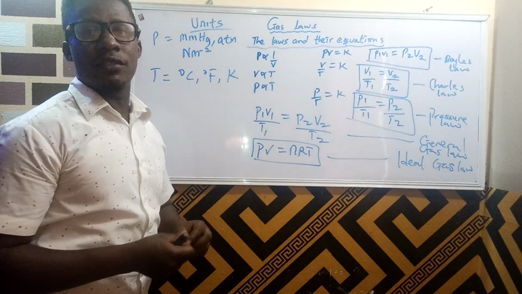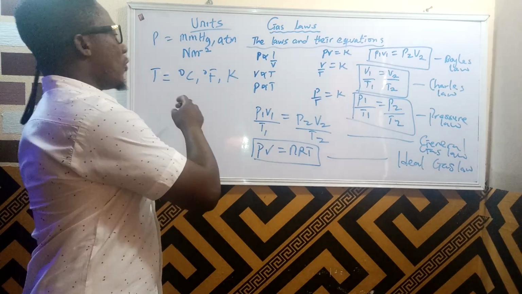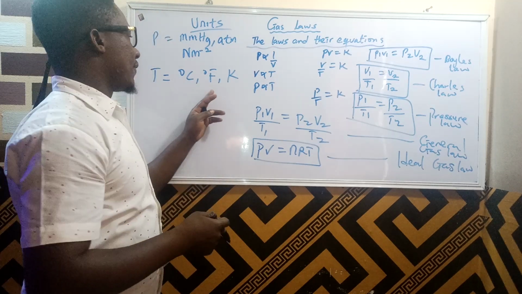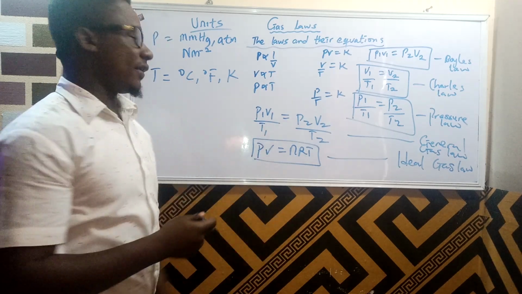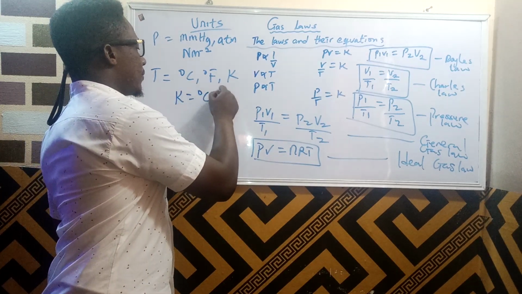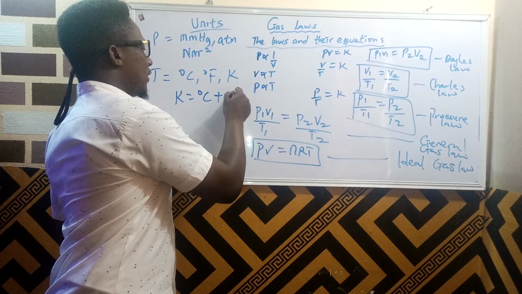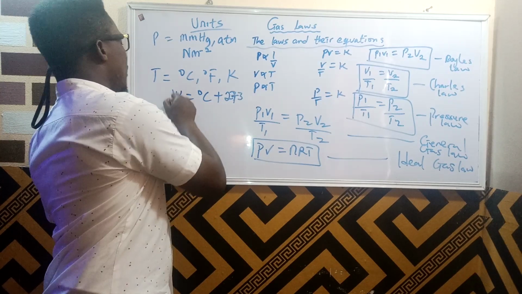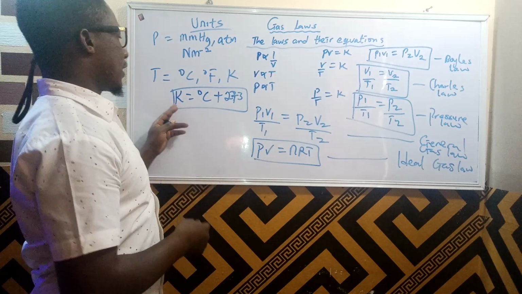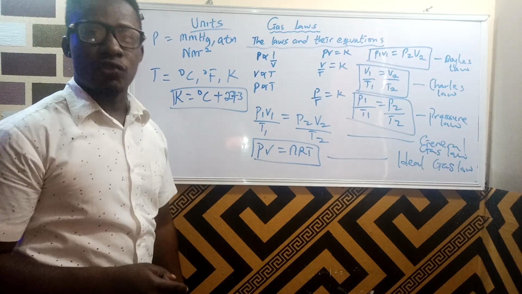Now, Kelvin is the most common here. So in most cases, we convert the degrees Celsius to Kelvin when given. To convert to Kelvin, degrees Celsius plus 273. So anytime you are given the temperature in degrees Celsius, you convert to Kelvin by adding 273 to it.